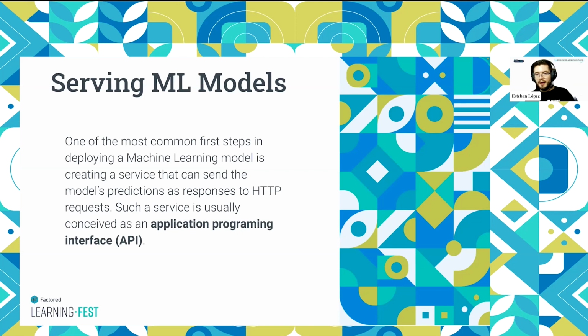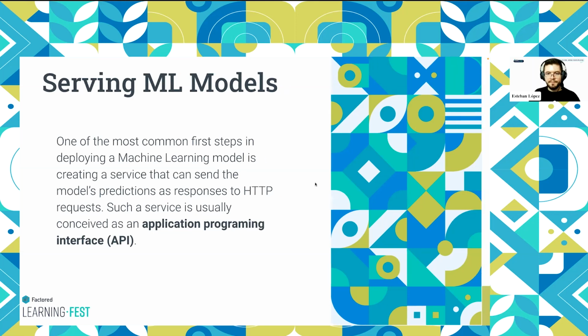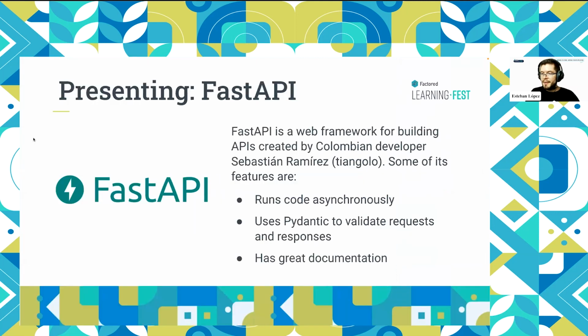And a common way to wrap a machine learning model into a service that responds to HTTP requests is wrapping it into an application programming interface. In this case, a web application programming interface, a web API that will allow us to interact with that service and send requests and get predictions in return. So enters FastAPI, a web framework that allows us to build APIs. And it was created by Colombian developer Sebastián Ramírez, also known as Tiangolo.